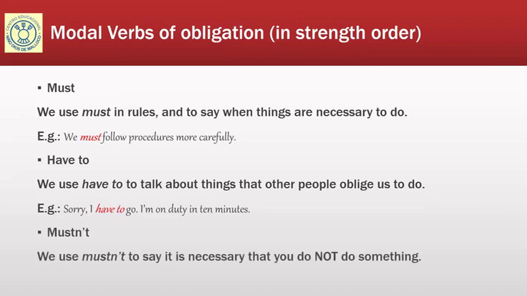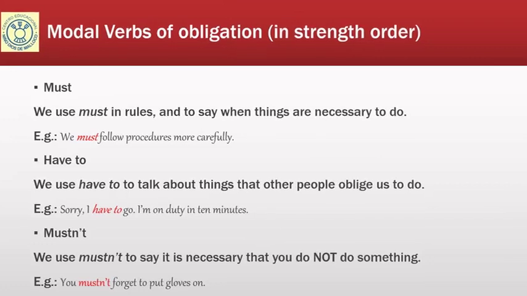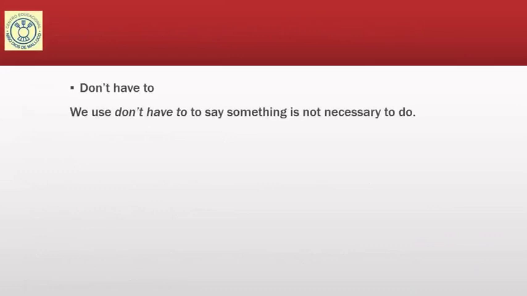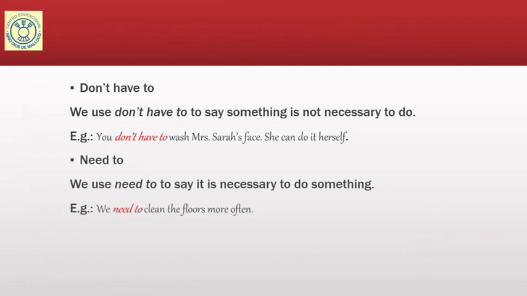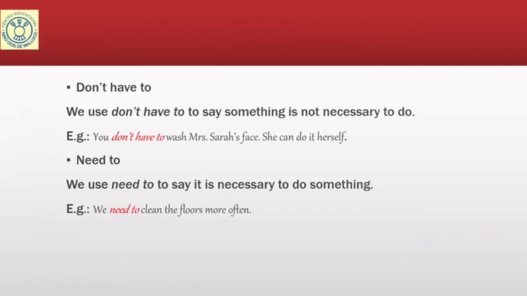Mustn't, that represents a prohibition. For example, you mustn't forget to put gloves on. Also, don't have to, that is something not necessary to do. For example, you don't have to wash Mrs. Sarah's face. She can do it herself. Or need to say something is necessary to do. For example, we need to clean floors more often.